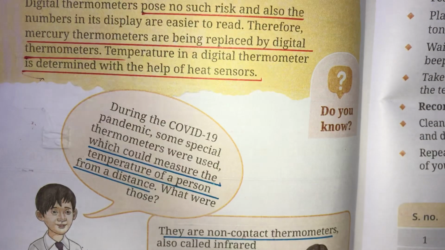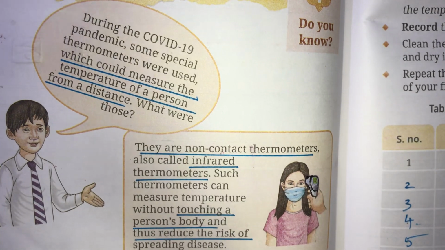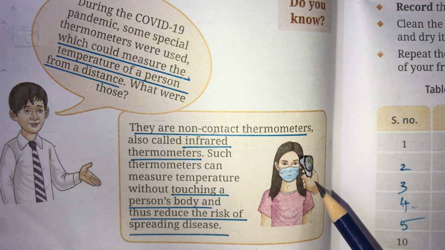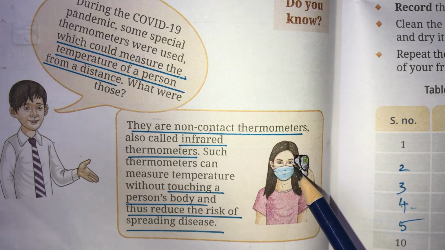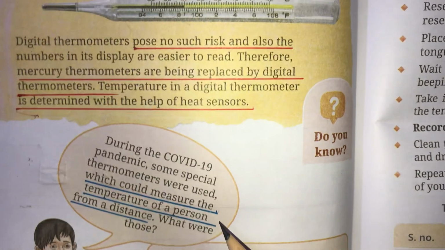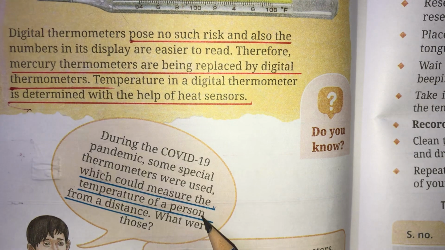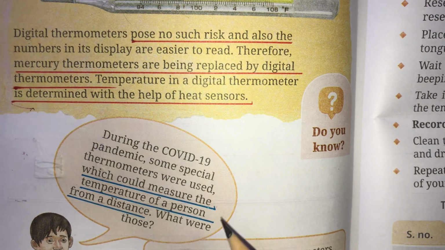Another type of thermometer is the non-contact or infrared thermometer. We can measure temperature without touching the person's body. Thereby we can avoid the risk of spreading disease. In COVID time, to avoid the spread of contagious disease, the infrared thermometer is most useful.